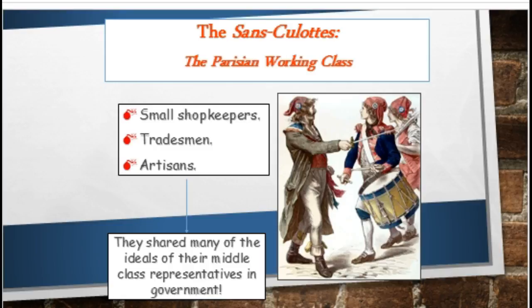All right. Again, why are they called the sans-culottes? It means without breeches. All right. It doesn't mean they ran around naked without pants. What they did was they refused to wear the old knee breeches of the nobility. They wore commoners' pants as a sign of equality.